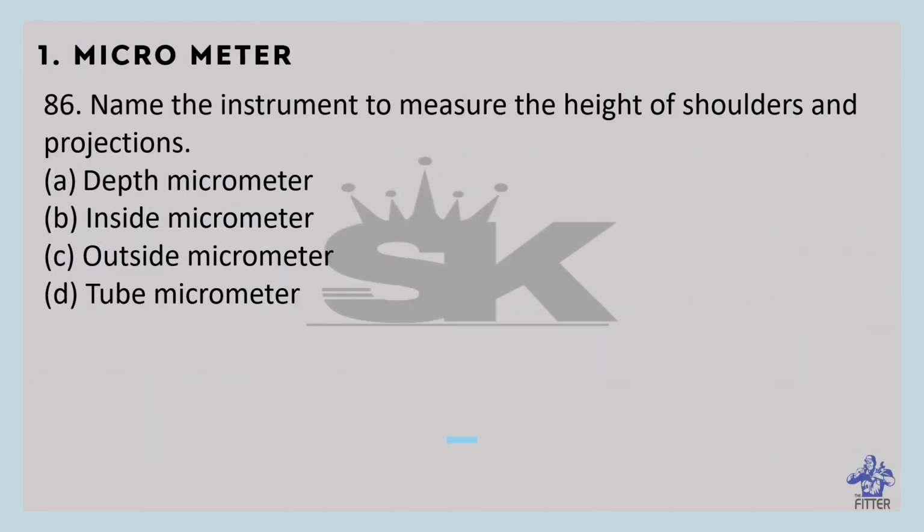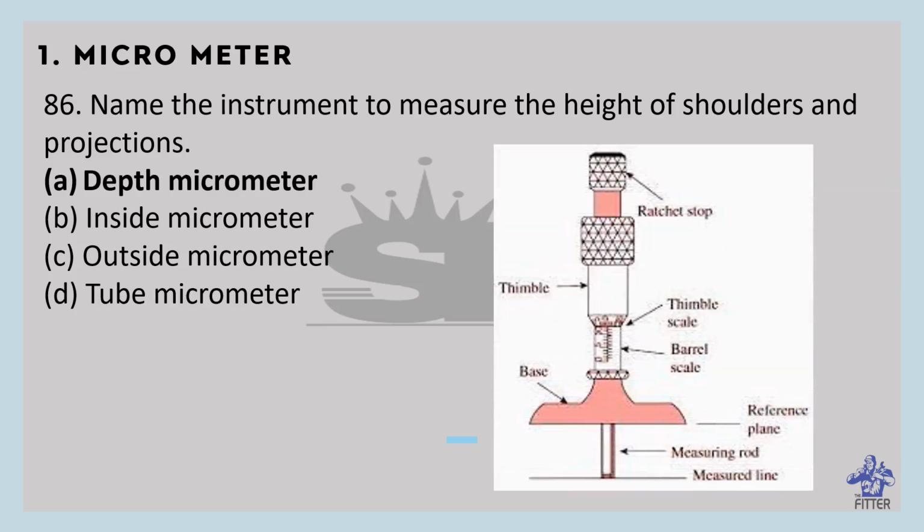Name the instrument to measure the height of shoulders and projections. Here the answer is option A, depth micrometer. This is the depth micrometer.